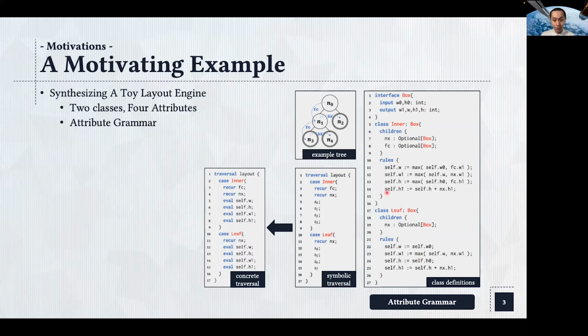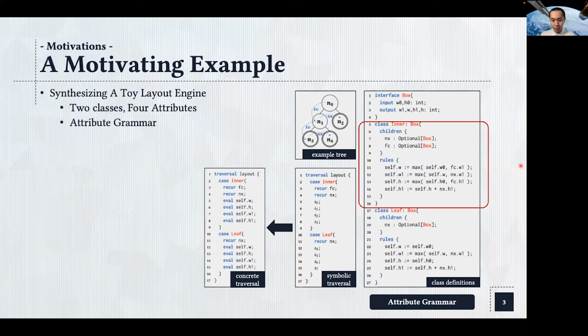If you look at the example tree here, N0 and N1 are inner nodes, while N2, N3, and N4 are leaf nodes. In the class definition, every class block has 2 subblocks. The children subblock specifies other nodes that the current node can access. For example, the children subblock of the inner node indicates that it can have access to its next sibling as well as its first child.